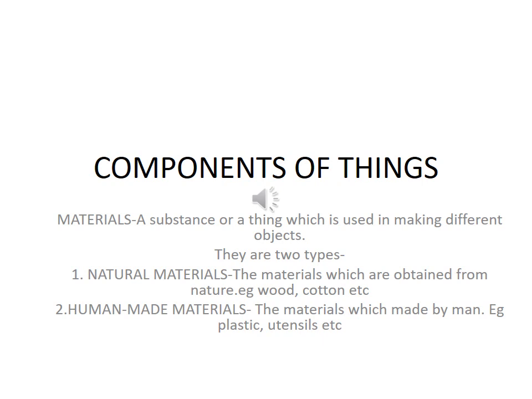There are two types: natural material and human made material. The materials which are obtained from nature, for example wood, cotton, etc. Human made material is that which is made by humans in factories. Example, plastic, utensils.